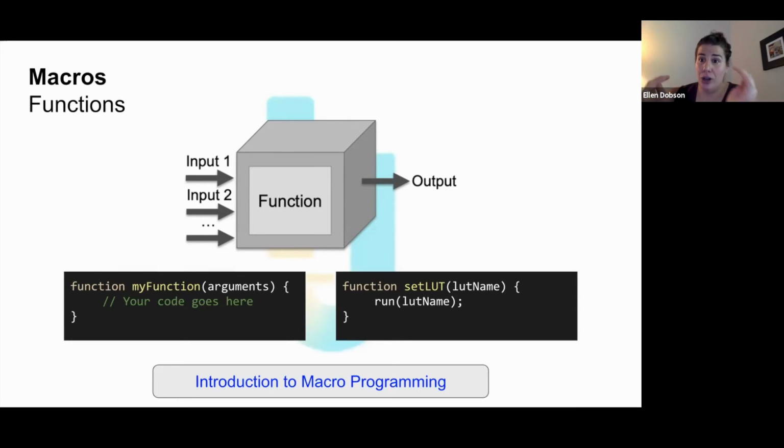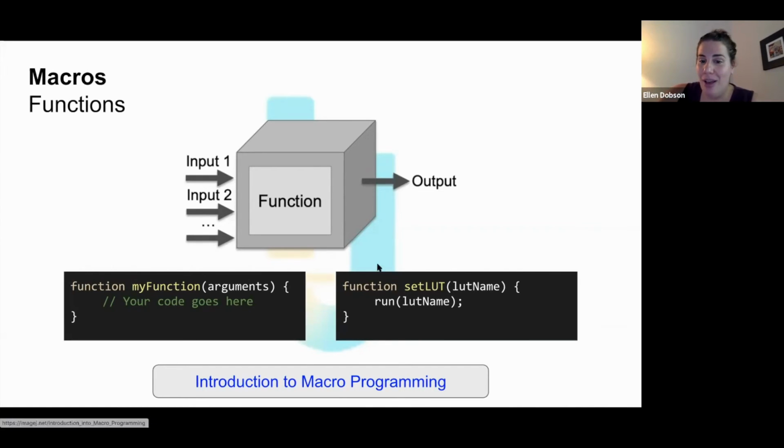And then you provide the arguments, which is the input for your function. And then the actions, the things that you want to carry out, go within the curly braces. So this is just a really silly little function I made up. It's a short example, right?